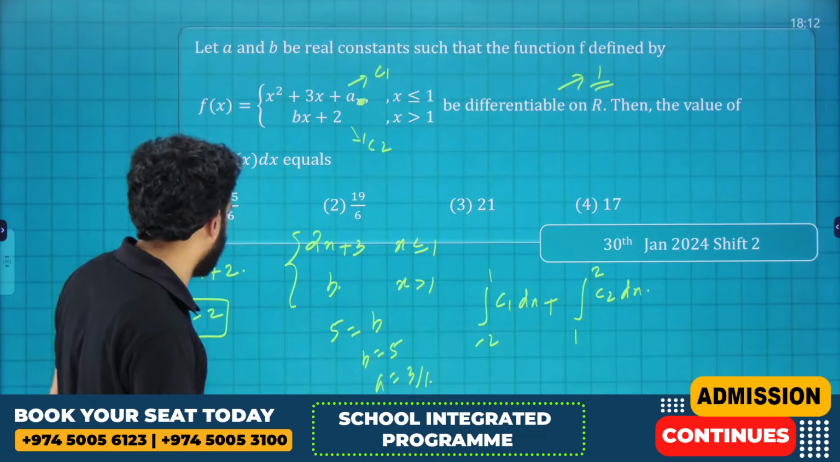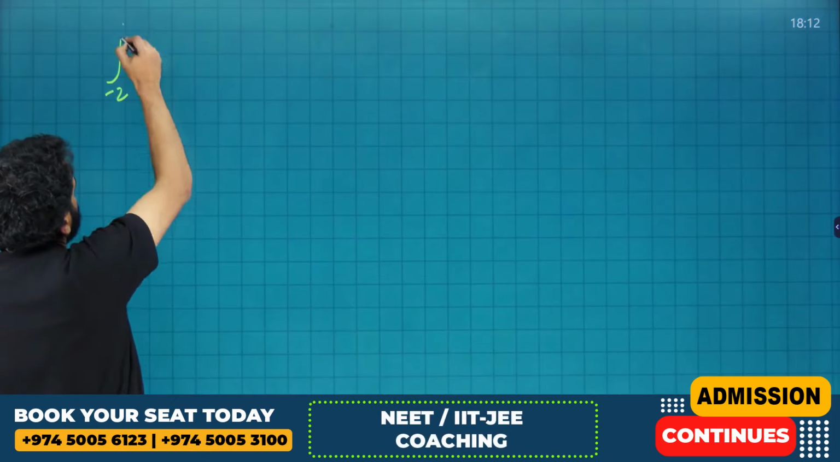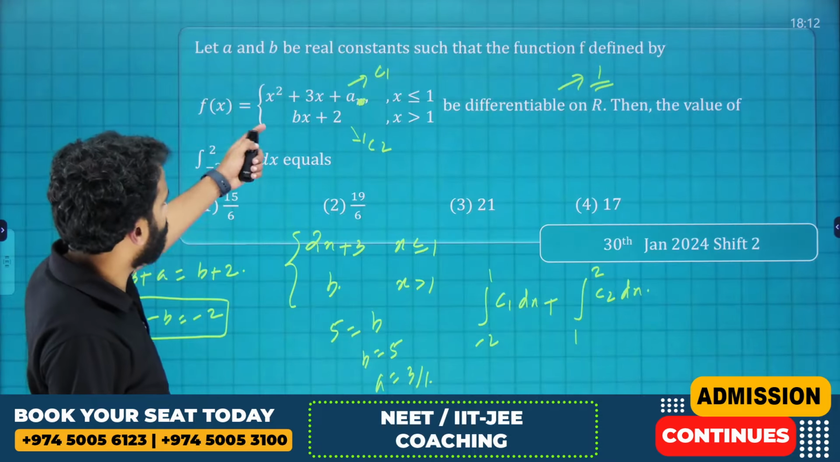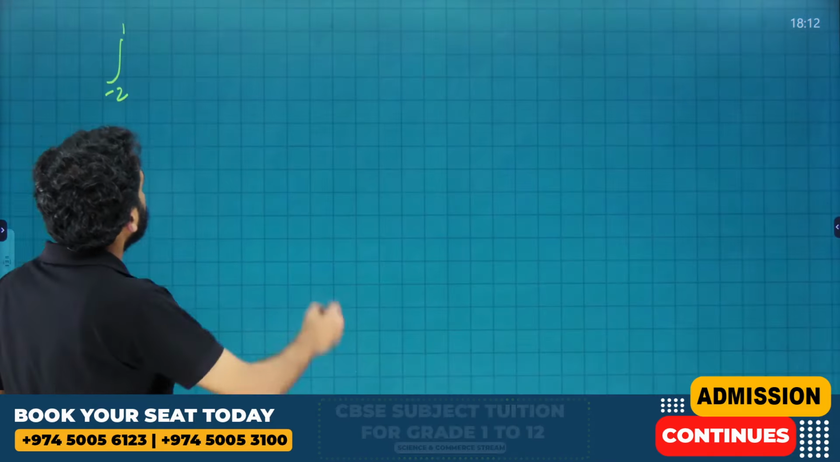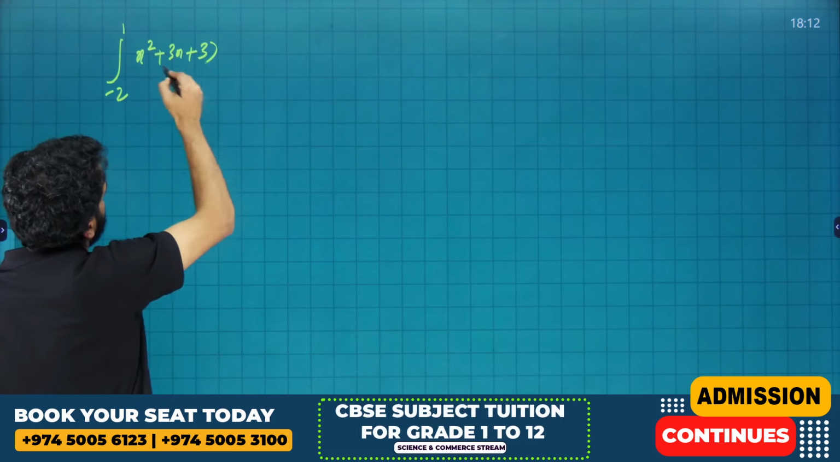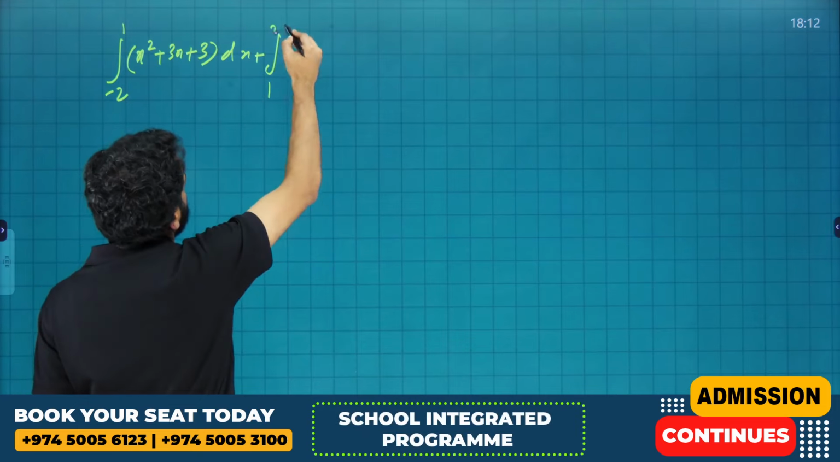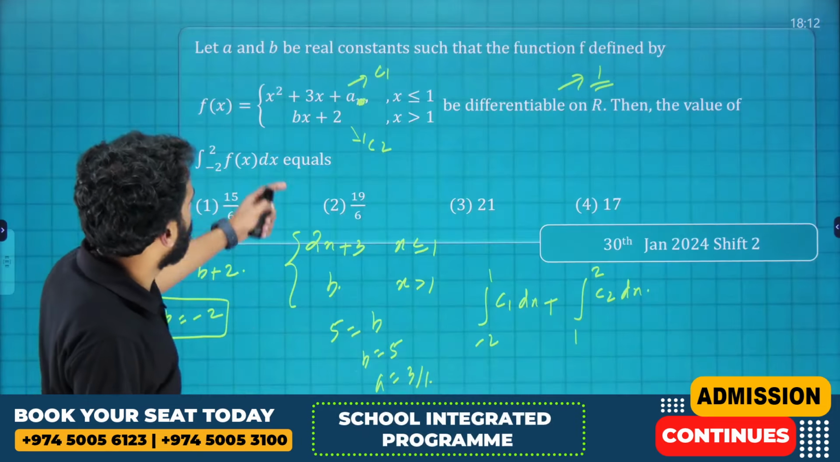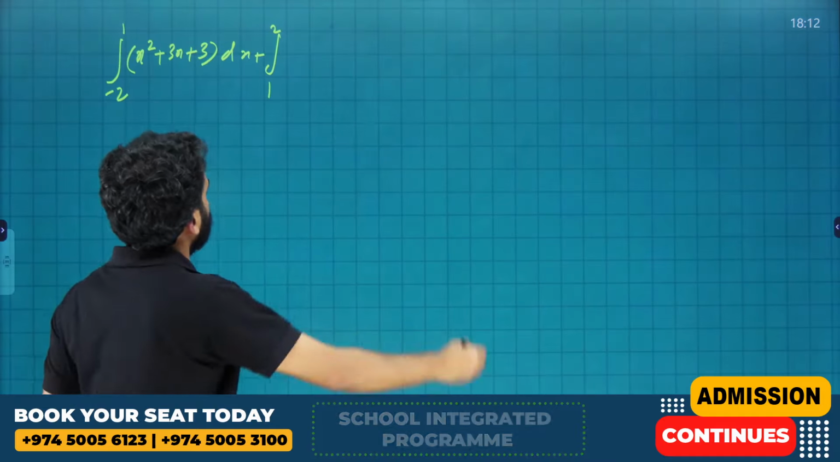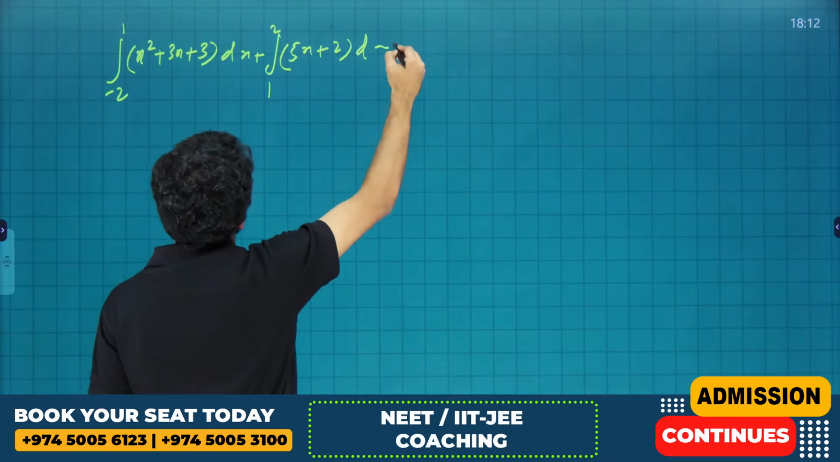That is, it will be minus 2 to 1, x square plus 3x plus 3, right? That is x square plus 3x plus 3 into dx. After that, I think it will be basic integration only. Then 1 to 2, b is what? 5x plus 2. That is 5x plus 2 into what? dx.